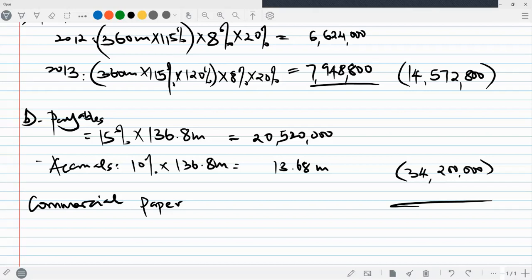64 million. Okay, great. That is the amount that needs to be financed externally through the issue of commercial papers. So we're done with note 1.